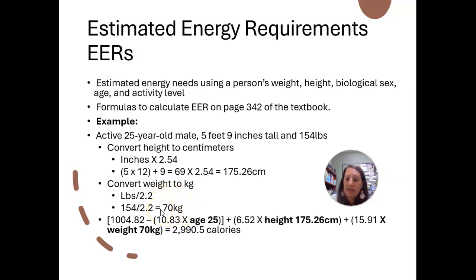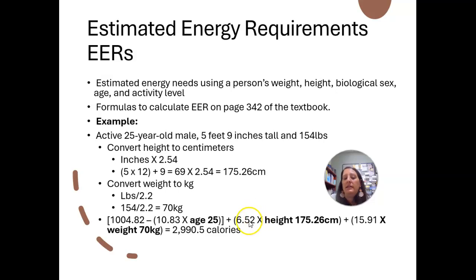So now we have height in centimeters and we have weight in kilograms. So here's the formula. Okay, so again, this is based on an active male. That's where these numbers come from that are already in here. Depending on activity level, these numbers would shift. Oh, and biological sex. So for an active male, we would have 1004.82 minus, and then in parentheses, so this needs to be done first, 10.83 times the age. And so this guy is 25 years old.